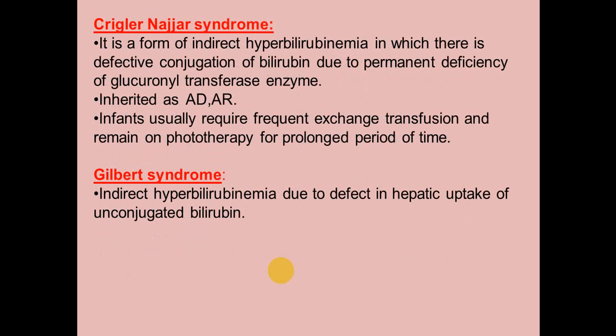Another form of indirect hyperbilirubinemia is the Crigler-Najjar syndrome, which is a permanent deficiency of the glucuronidase enzyme, inherited either autosomal dominant or recessive, and here we may need phototherapy for a prolonged period of time and may need frequent exchange transfusion. Another form of indirect hyperbilirubinemia is the Gilbert syndrome, which is indirect hyperbilirubinemia due to a defect in the hepatic uptake of conjugated bilirubin.